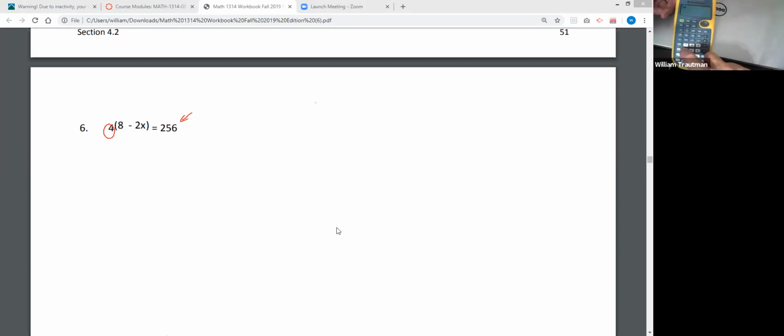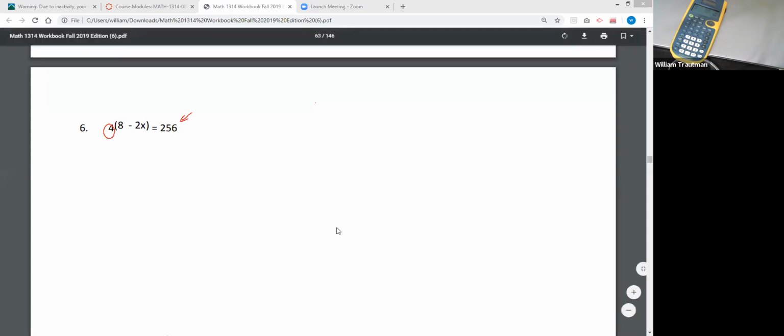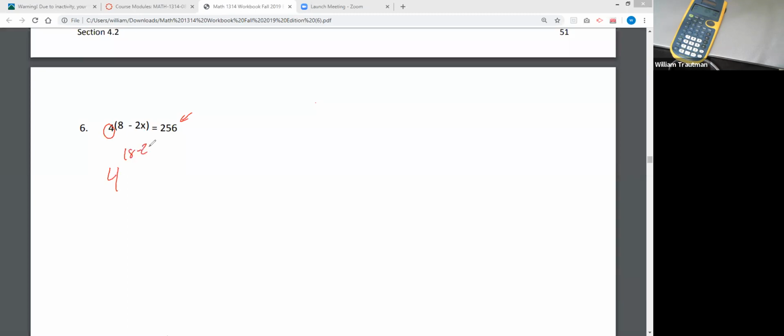So 4 raised to the 3rd power equals 64. That didn't work. 4 raised to the 4th power equals 256. So do you see? 4 raised to the 4th power is 256. So over here, I have 4 and in parentheses 8 minus 2x. That whole thing is a power. 256, we know from my calculator, is 4 raised to the 4th power.